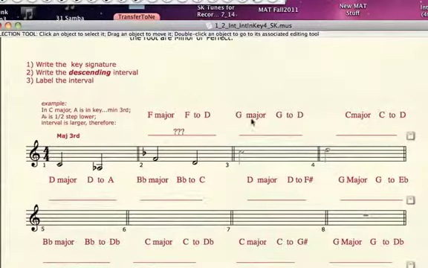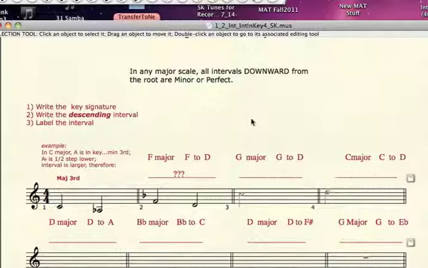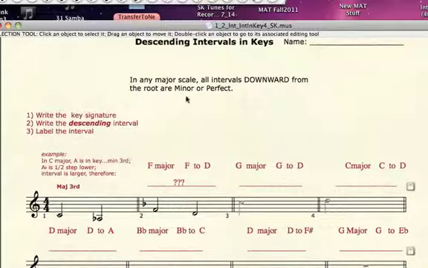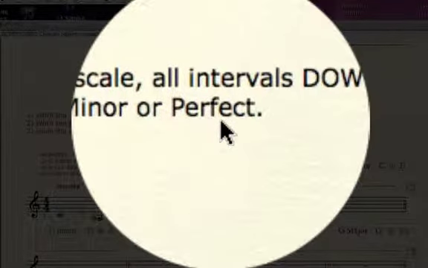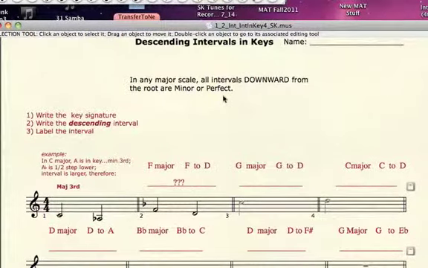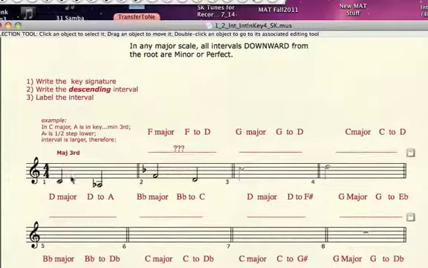Okay, now let's take a look at descending intervals. Previously we've been doing ascending intervals, so now we look at the different rule. Ascending was all intervals upward from the root are major or perfect, while the reverse is, in a major scale, all intervals downward from the root are minor or perfect. Perfect intervals don't change quality when they're inverted, but major intervals become minor. So now when we're going downward to the notes in a major scale, they're going to be minor or perfect. Here's an example right here.